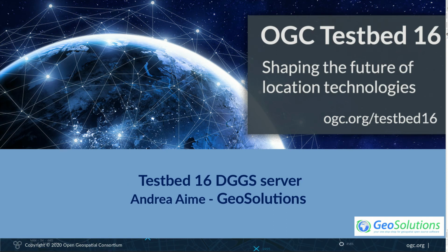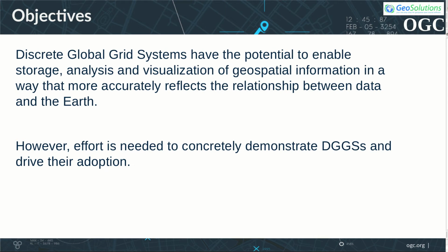During 2020, GeoSolutions participated in OGC Testbed 16, implementing a DGGS server component. Discrete global grid systems have the potential to enable storage, analysis, and visualization of geospatial information in a way that more accurately reflects the relationship between data and the Earth. However, effort is needed to concretely demonstrate DGGSs and drive their adoption.